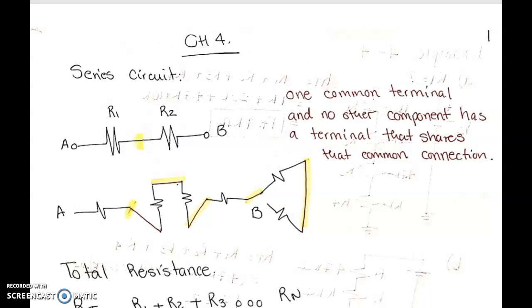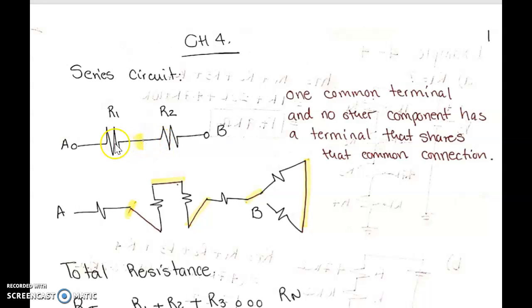Let's continue with our chapter 4. In this section, we are going to go over examples and problems to get a better idea of how to solve series circuits. Right here, they are giving us a description of what a series circuit is. So we are going to go from point A to point B. So we have R1 and R2.